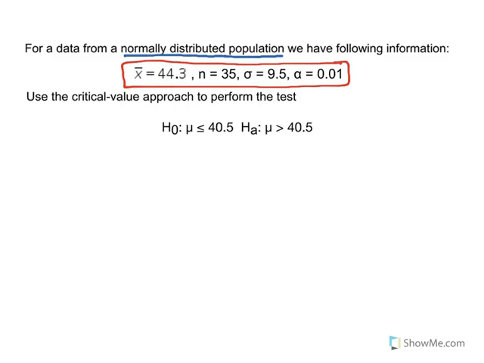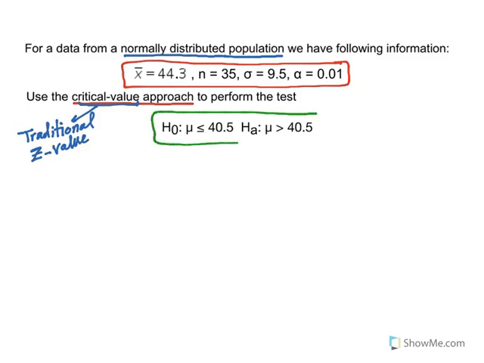And then the question is to use the critical value approach. But I just want to make sure that you understand this critical value approach. We also call it the traditional approach, or the Z value approach. It's another name for it. To perform the test, and then you are given the null and alternative hypotheses.